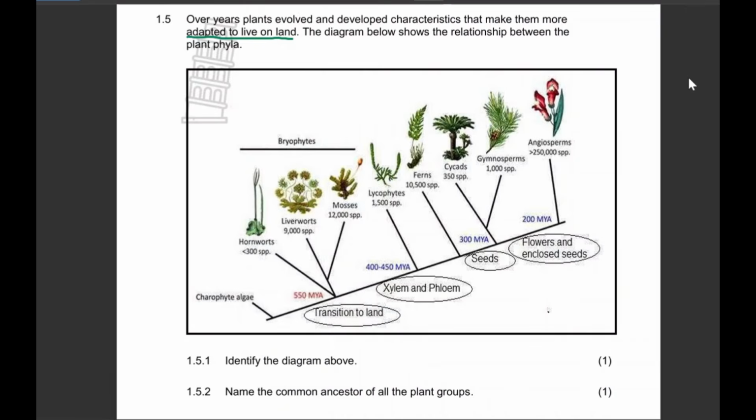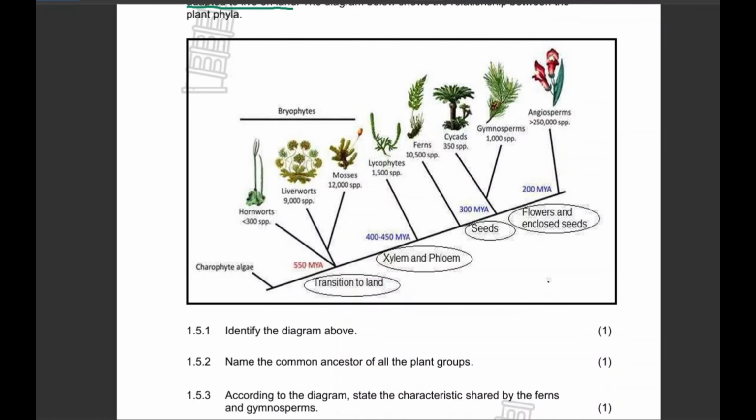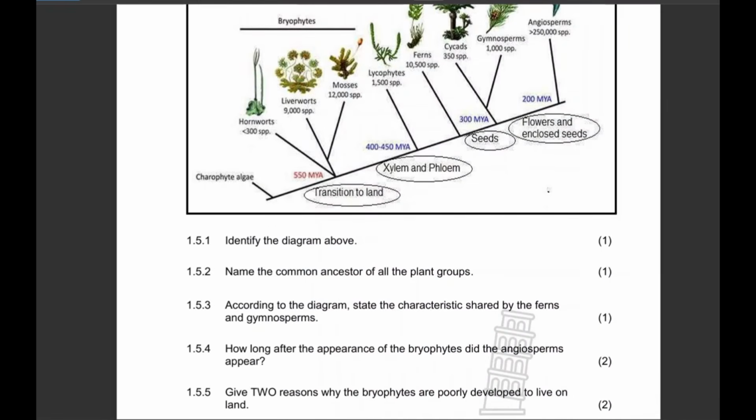So you are given this particular diagram, which is a cladogram or phylogenetic tree. Very easy to analyze, very easy to understand, which is obviously showing us the 4 plant groups that are studied in grade 11, namely Bryophytes, Pteridophytes, Gymnosperms, and Angiosperms. Okay, so 1.5.1 is asking you to identify the diagram above. So I've mentioned already that is the cladogram, or you can say phylogenetic tree.